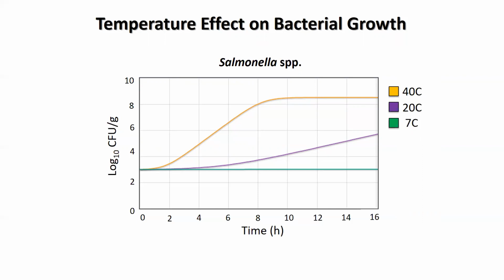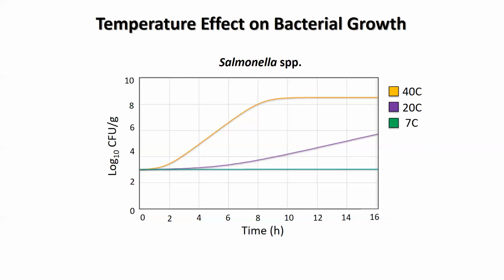The yellow line represents salmonella growth at 40 degrees Celsius, the optimal temperature for this particular bacteria to grow. You can see within 8 hours, there is over 100 million colony-forming units per gram of salmonella in the food. If we reduce the temperature to 20 degrees Celsius, salmonella growth slows significantly. Within 8 hours, there is only an approximate increase of 10 colony-forming units per gram.